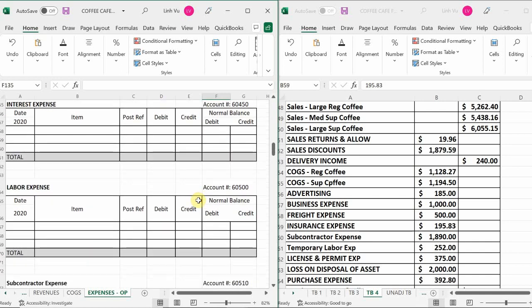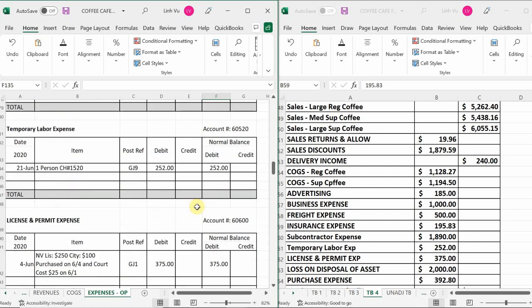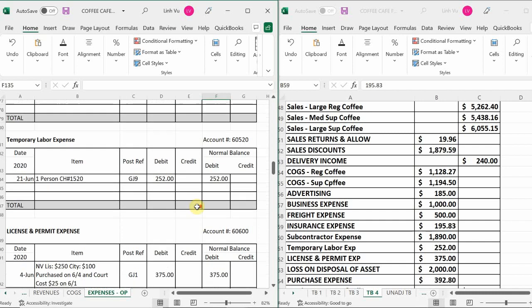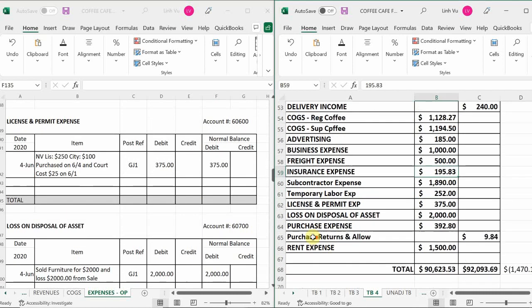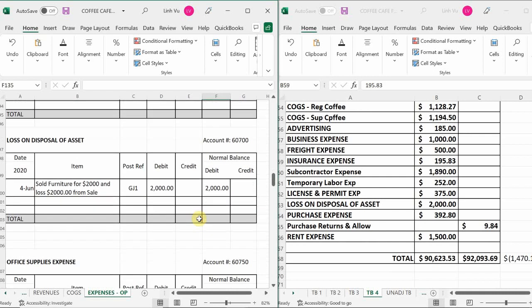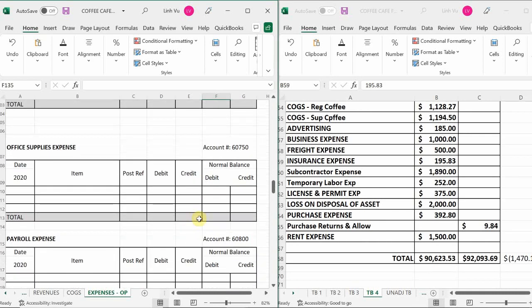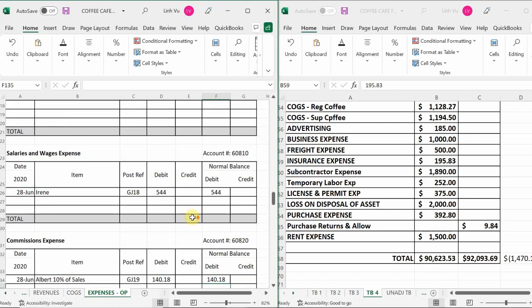No interest expense yet. Labor expense, subcontractor expense is still at $18.90. Temporary work is still at $252. License and permit expense is still at $375. Loss and disposal of assets still $2,000. Office supplies expense we haven't done yet. That's an adjustment.